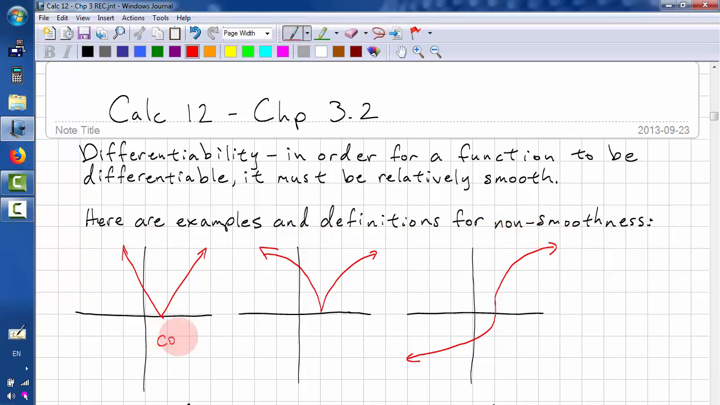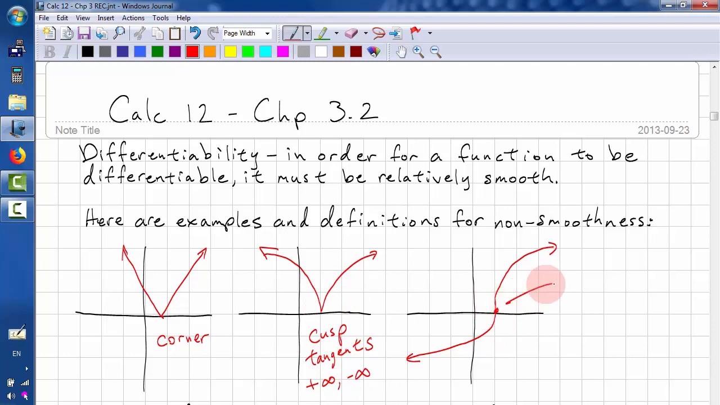This is a corner. This is a cusp. So if it's not a cusp, it's a corner. So a cusp has tangents. One is going to be positive infinity, and one is going to be negative infinity. Okay, so this one's going to negative infinity, this one's going to positive infinity. So they're vertical tangents.